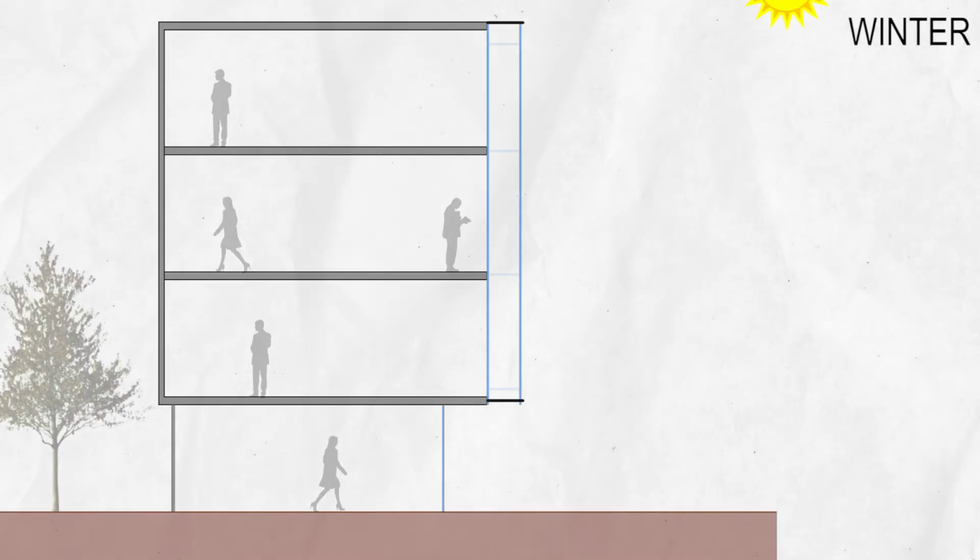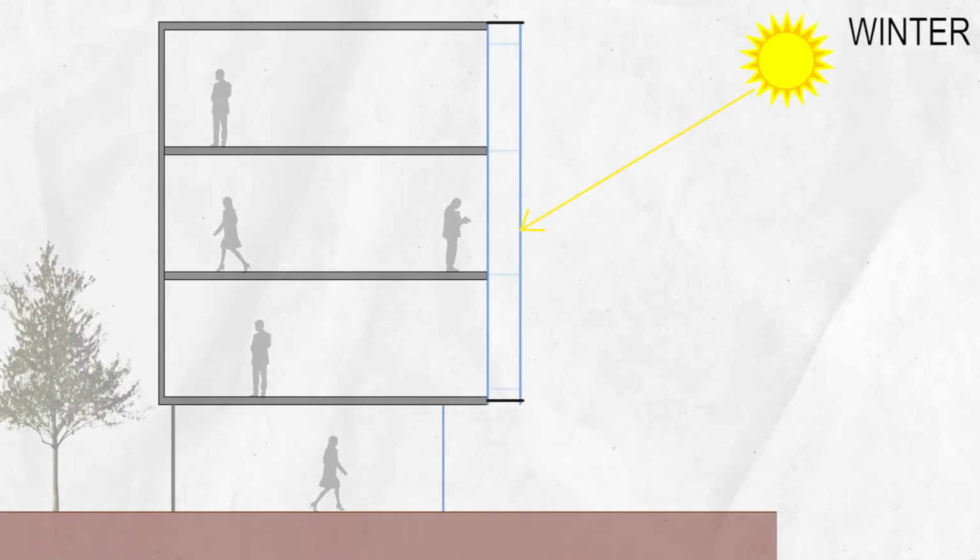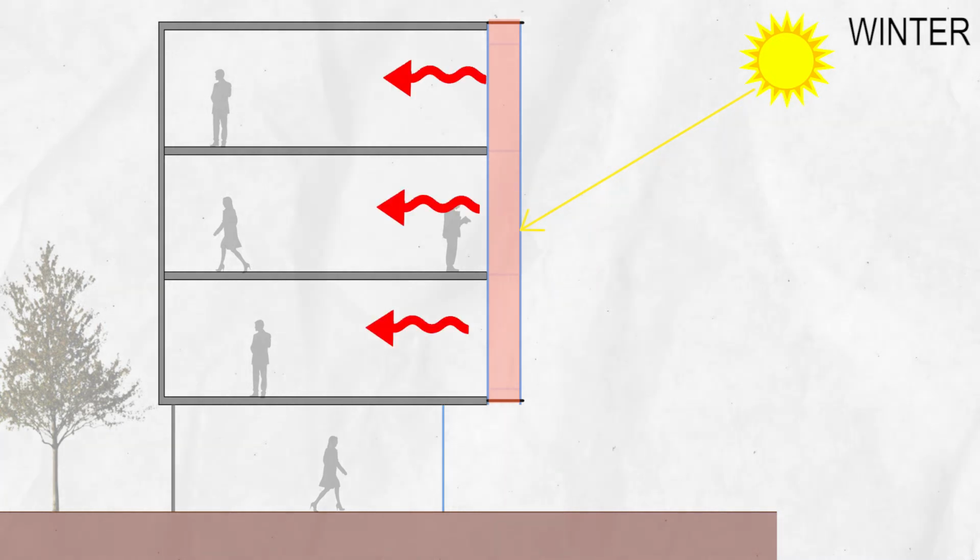How it works. In cold climate, when the sunlight hits the outer facade layer, the cavity space starts to heat, and the heat transfers inside the room, which helps to reduce the demand for the indoor heating system.